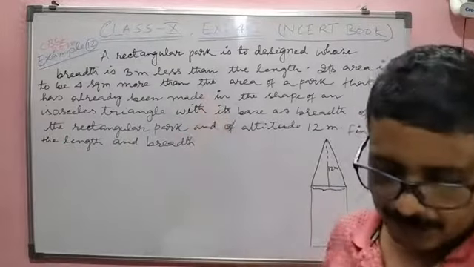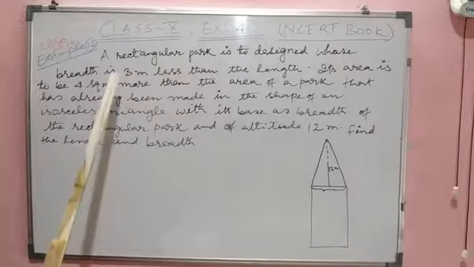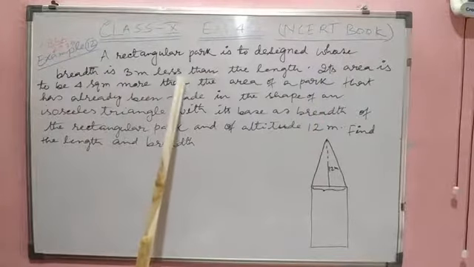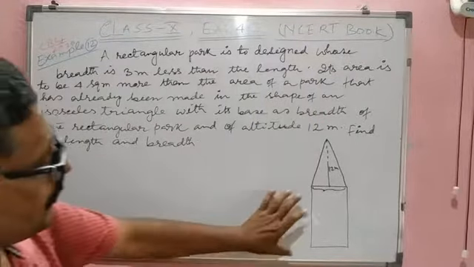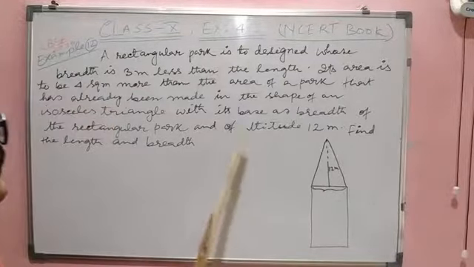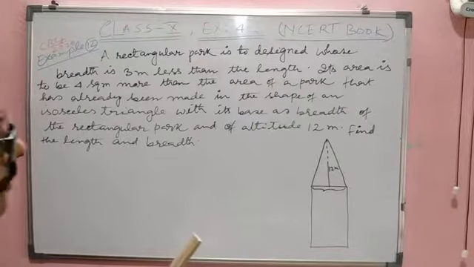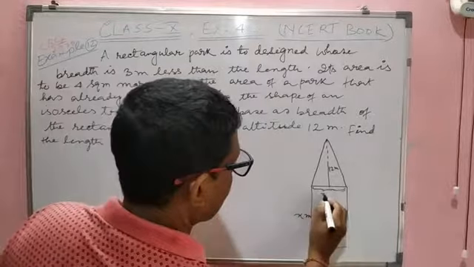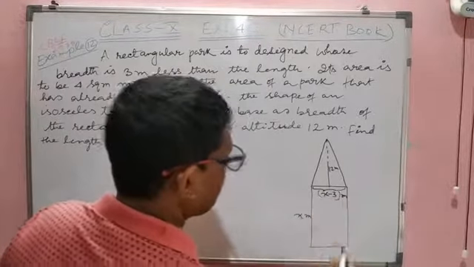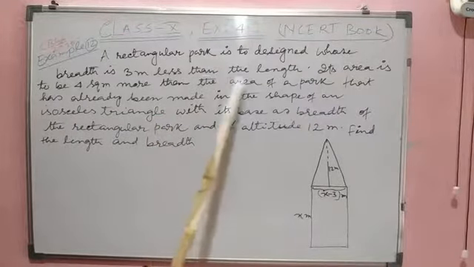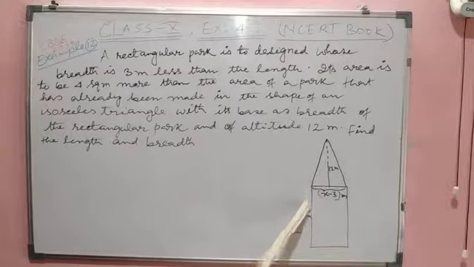What is the question? A rectangular park is designed whose breadth is 3 meters less than the length. Suppose this is the rectangular park. Here breadth is given 3 meters less than the length. So let length equal x meter. So breadth will be x minus 3 meter. Got it? I have taken the length as x, so breadth will be x minus 3 meter.